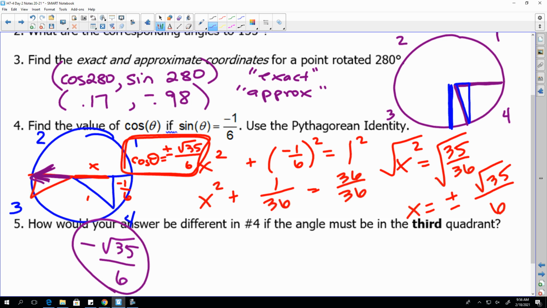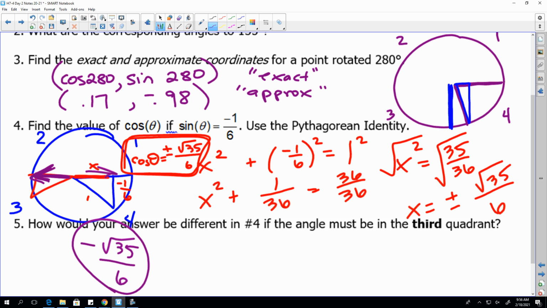What if we said this problem was actually in the 4th quadrant? This angle was in the 4th quadrant. Now our cosine would be positive. It's over on the right half of the circle, so it would just be the positive answer. So we just have to read our questions carefully and make sure we don't skip over any details if there's extra details provided.